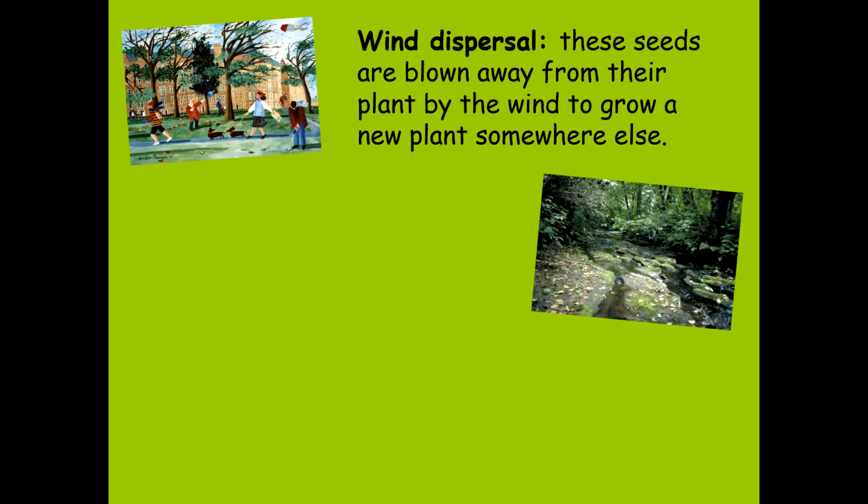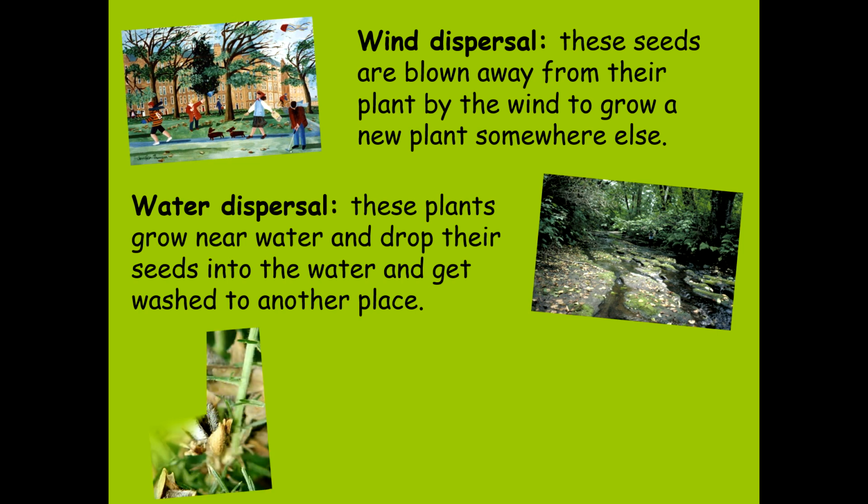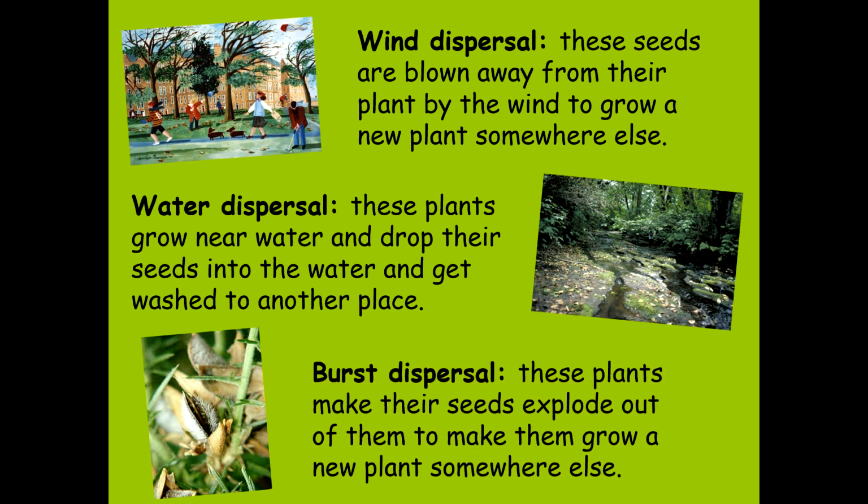What was this one called? That's right, water dispersal. That's where the seeds grow near water and drop their seeds into the water, and they get washed to another place. This one was tricky, but it had a great sound. What was this one called? That's right, burst dispersal. These plants make their seeds explode out of them like popcorn, and they grow a new plant somewhere else near it.